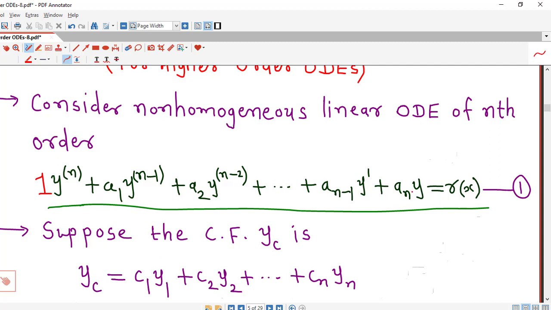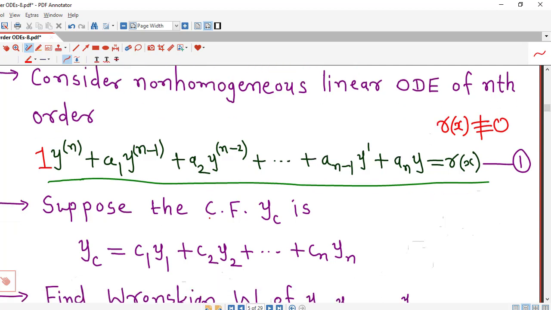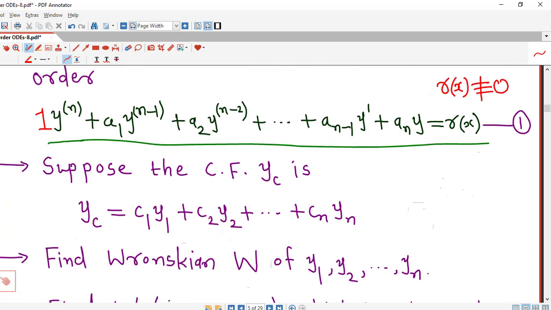So suppose this is an nth order linear ordinary differential equation with constant coefficients 1, a1, a2 and an, and the right hand side, R(x), is a non-zero function of x or a non-zero constant. Now the method goes in this way.